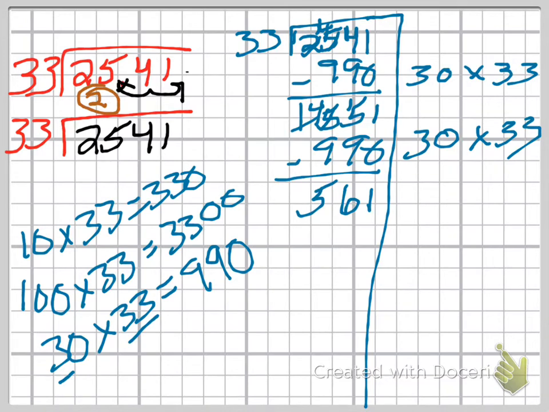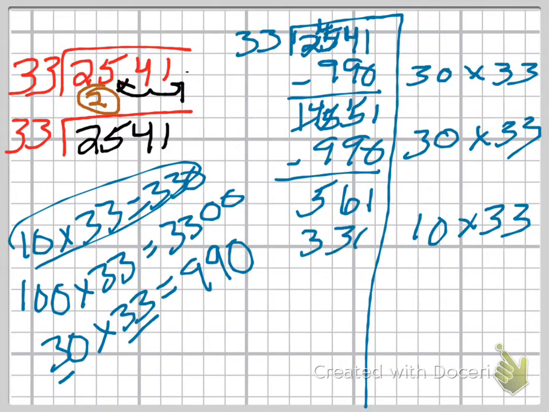So I can no longer do that 30 groups. I can, however, do my 10 groups. 10 groups of 33 is 330. I get 231 left over. Oh, I'm getting close. I could probably do 3 groups of 33.